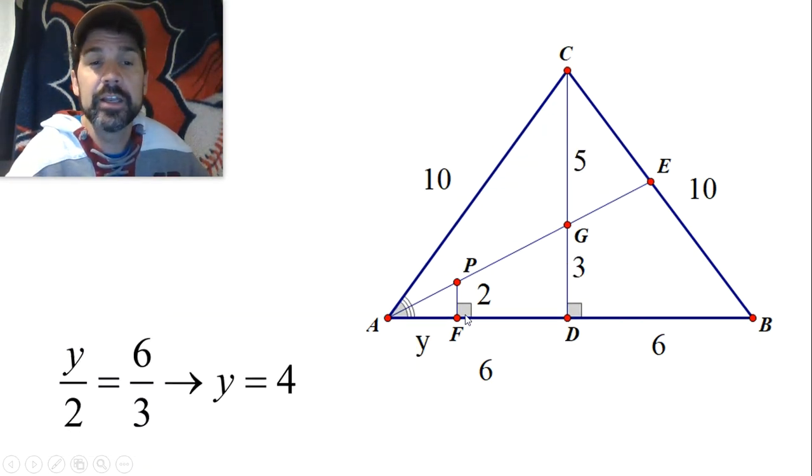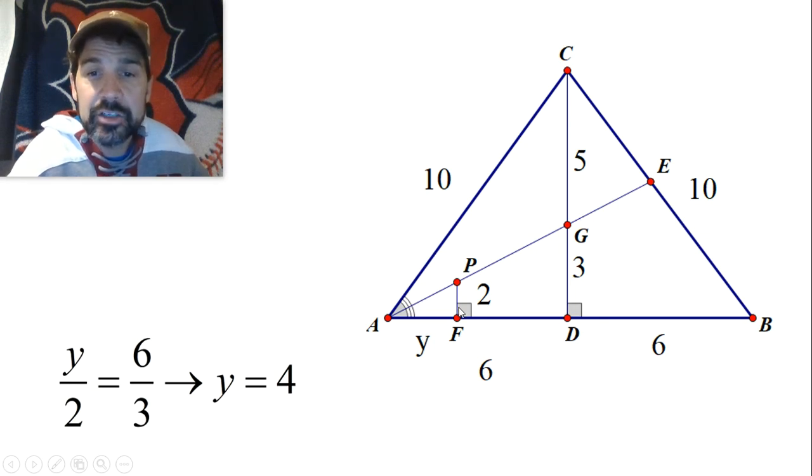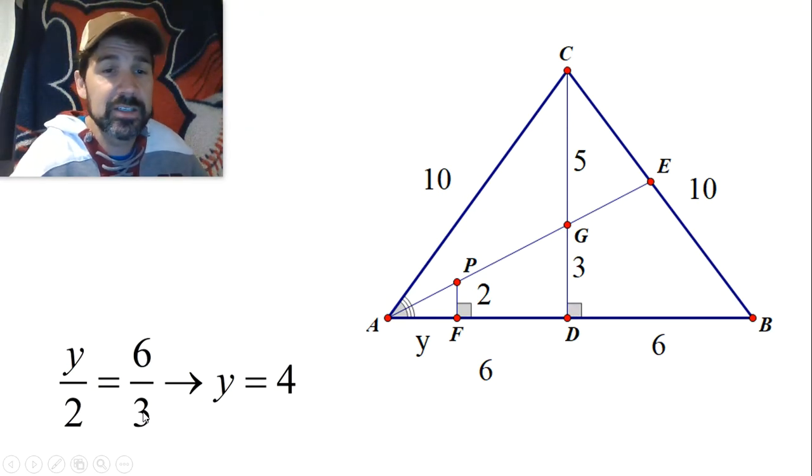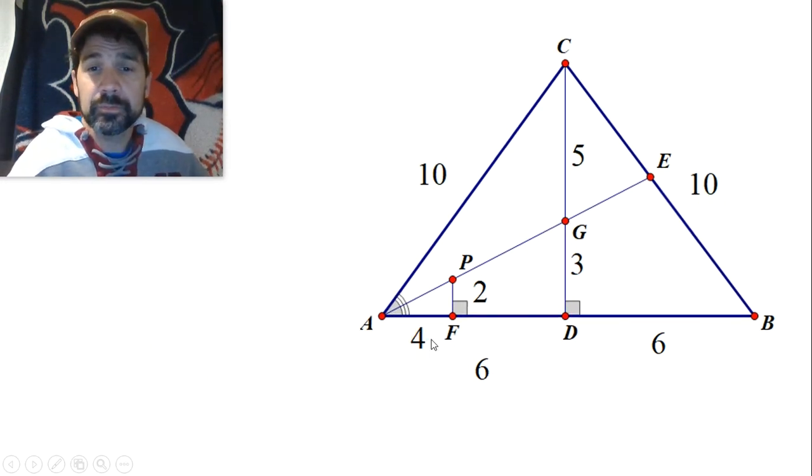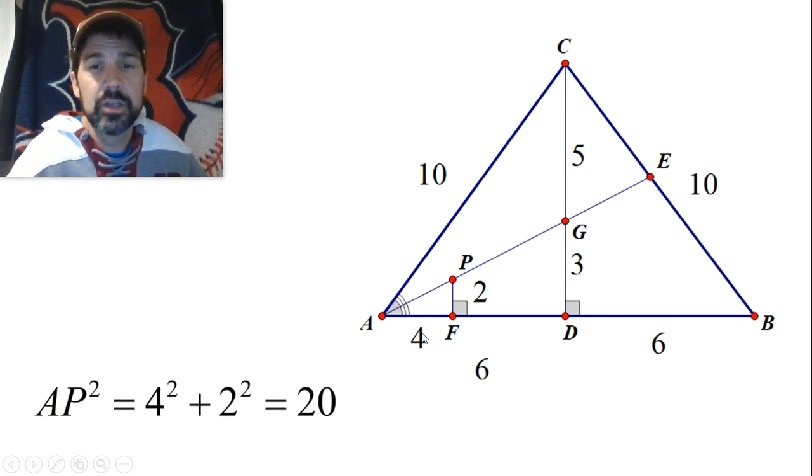Now I can go back to my similar triangles, and I can say that Y is to 2 as 6 is to 3. And if Y is to 2 as 6 is to 3, Y is simply 4. So now we're getting somewhere. So Y is 4. Now we can figure out what AP is, because we have two sides of a right triangle. You just square this, square that. We don't actually have to solve for AP, because we want AP squared. Once we square 4 and square 2, that's AP squared, and we can stop. Now we've got one piece of it.